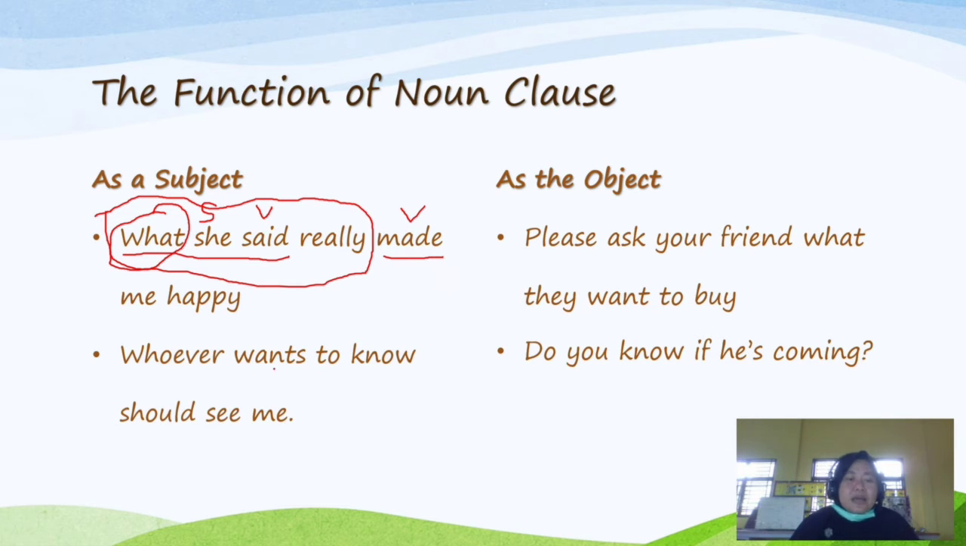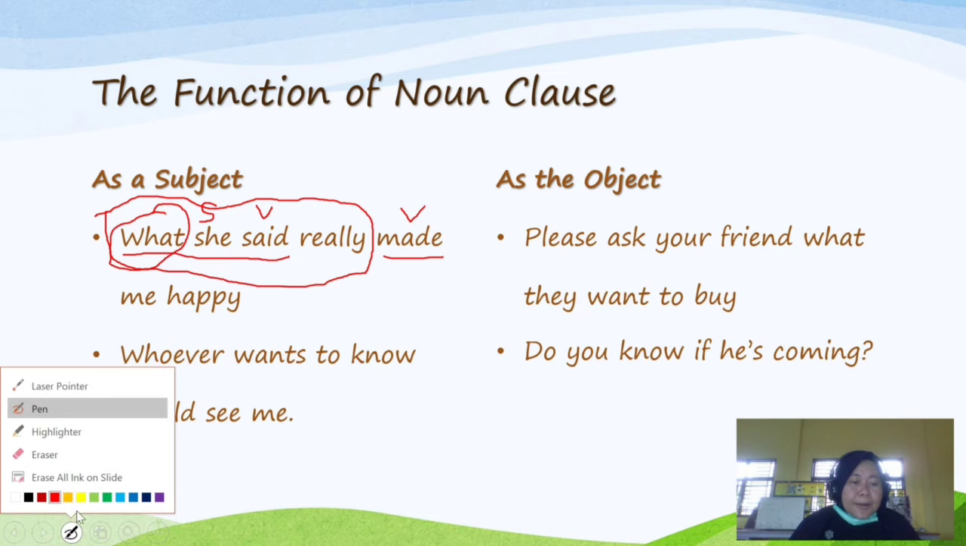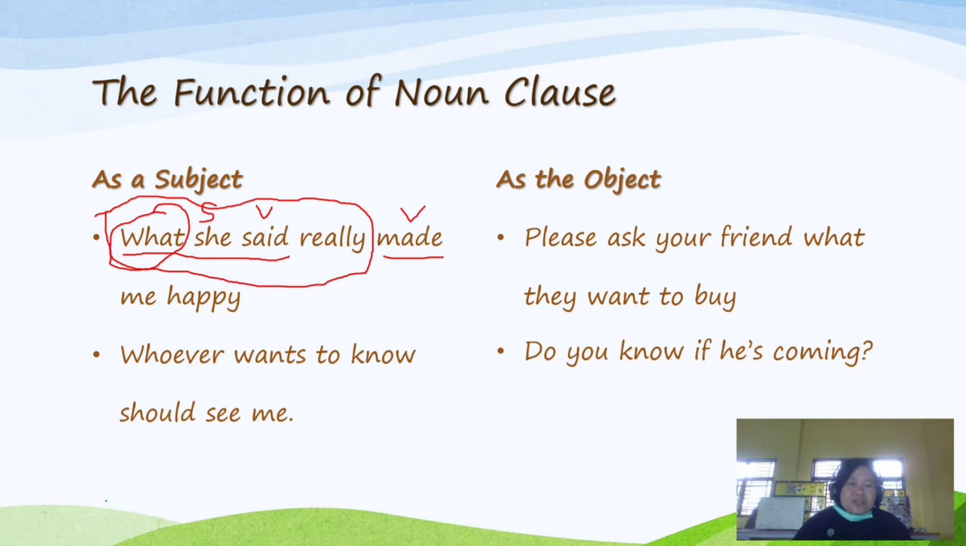Okay, and now let's see another example of noun clause functioning as a subject. First, get to know the conjunction first. This is the conjunction whoever. Whoever wants to know should see me. This is a verb, and this is also a verb, because this is the modal should, so both of them can be categorized as verbs.